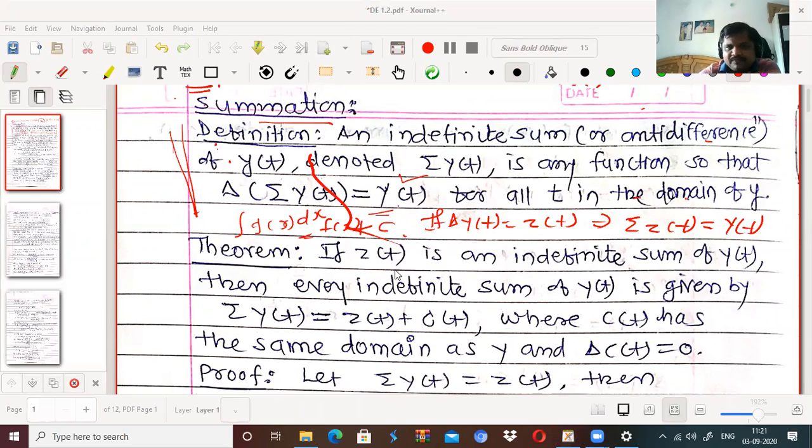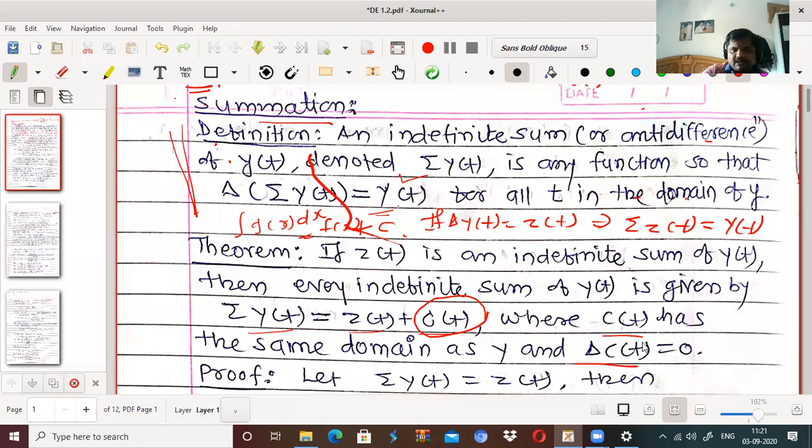So in the same way, we have this rule also there. If zt is an indefinite sum of yt, then every indefinite sum of yt is given by summation of yt equal to zt plus c of t, where c of t has the same domain as y and delta ct equal to 0. We are taking only such a function c of t whose delta is equal to 0.